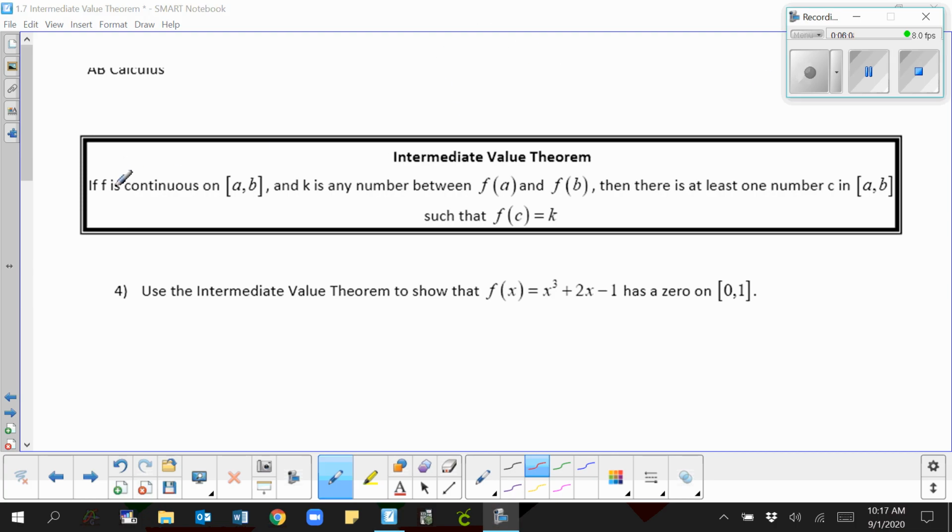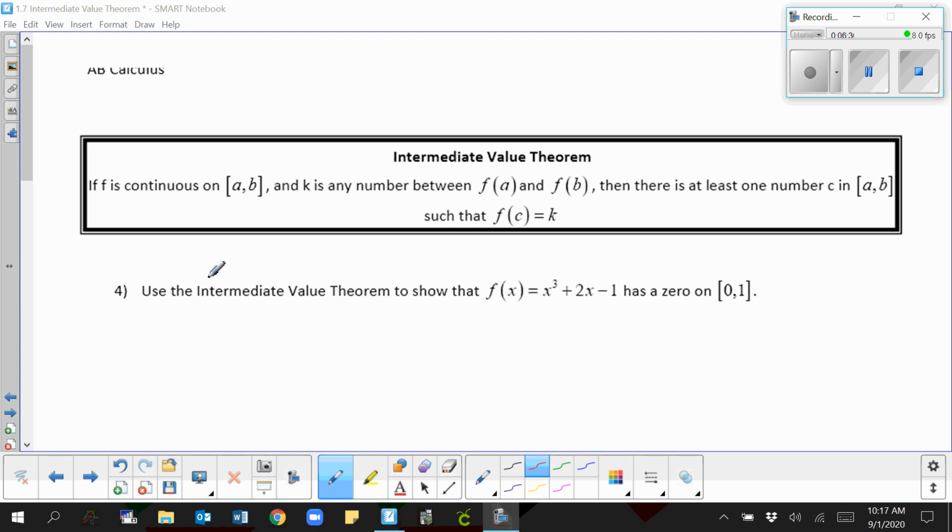So this says that if f is continuous on some interval a to b and k is any number between f of a and f of b, then there is at least one number c in our interval such that f of c is equal to that k. So we've talked about k being 0. It doesn't necessarily have to be 0. It could be some other number.